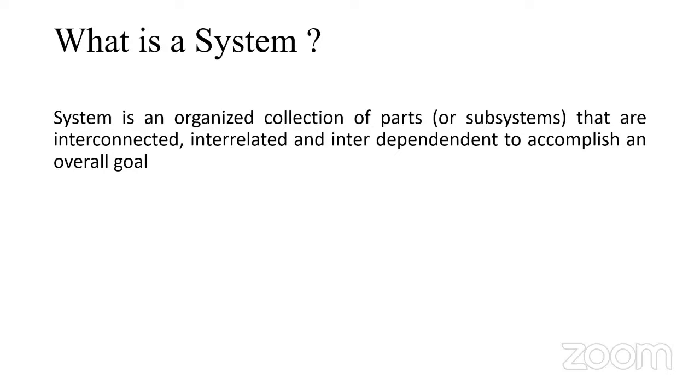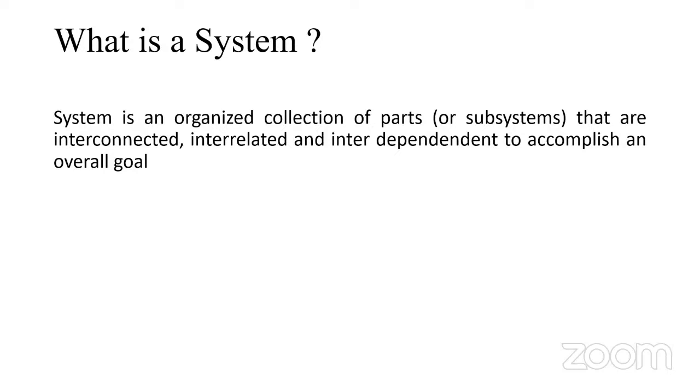And why are these subsystems or entities connected or related or dependent on one another? In order to accomplish a goal, right? So that is what a system is. See, we can take an example of a human body as a system, right? A human body is a system. Why can we take a human body as a system? See, a human body also has many parts, many subsystems that are all connected to one another, that are all related to one another, and that are all dependent on one another, right?